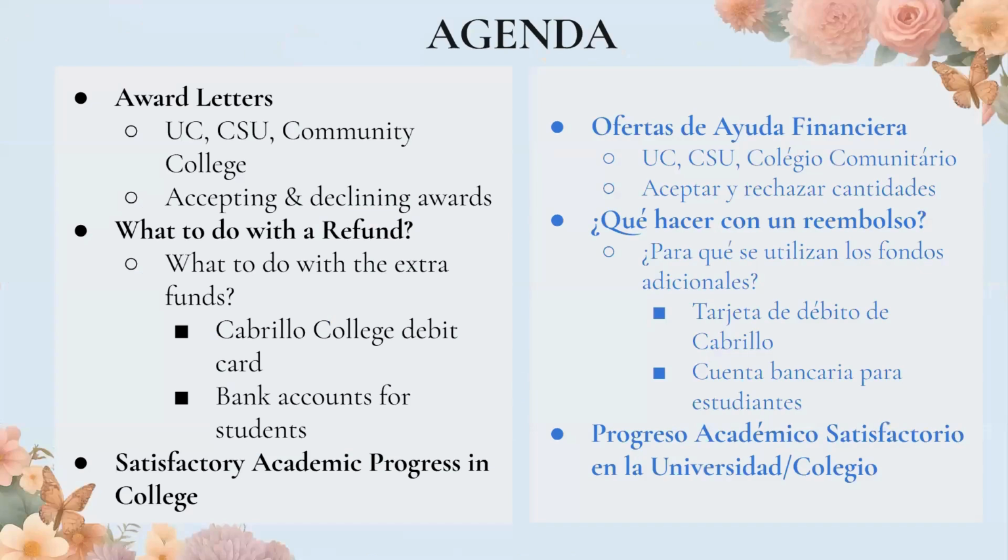For this presentation, we will be talking about topics like award letters, including award letters for UC, CSUs, and community college. We will also be talking about accepting and declining awards. We additionally will talk about what to do with the refund, including the Cabrillo College debit card and also bank accounts for students. Lastly, we will talk about satisfactory academic progress in college, what it is, and why it is important.